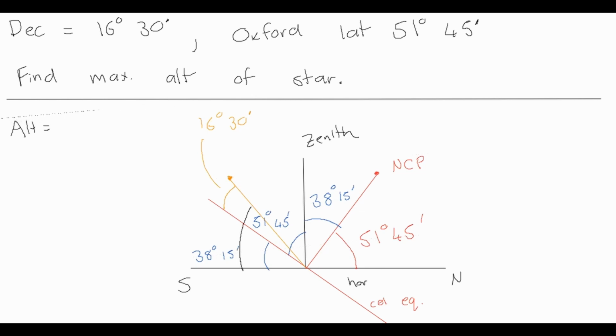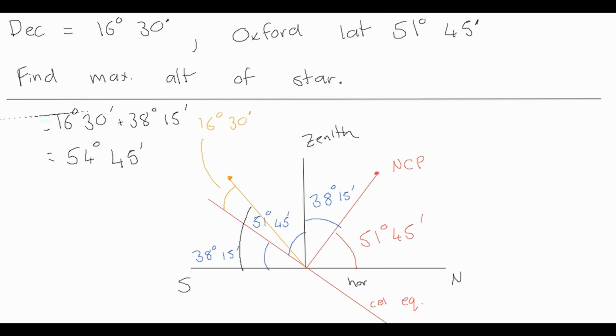So all we need to do is we add the declination to the angle between the celestial equator and the horizon. And this is going to give us 54 degrees and 45. Let's look at an example where it can be slightly less obvious as to which position of the star we want.